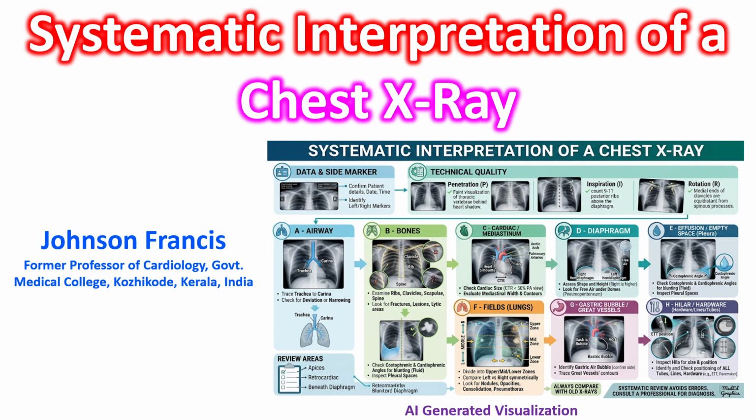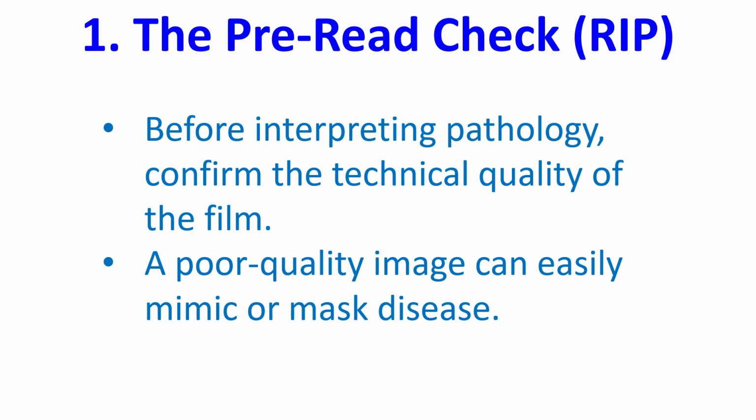A rigorous, reproducible system is essential for avoiding satisfaction of search, stopping your review of the chest X-ray once you find an obvious abnormality and missing secondary findings. The universally accepted framework in clinical practice relies on a strict pre-read quality check followed by the ABCDEFGH sequence. Pre-read check. Before interpreting pathology, confirm the technical quality of the film.